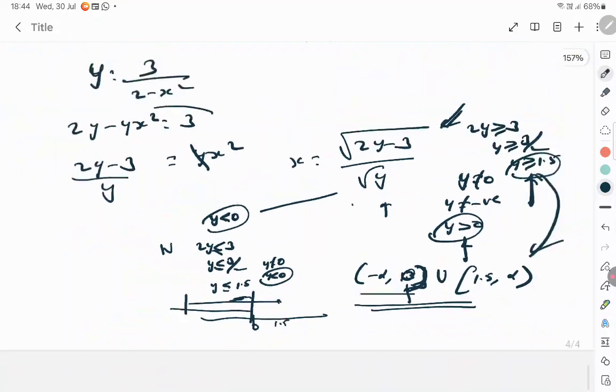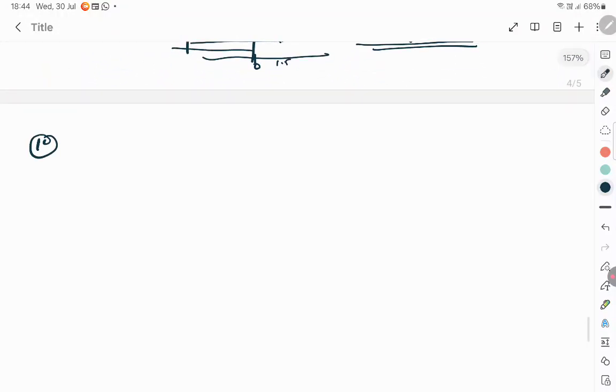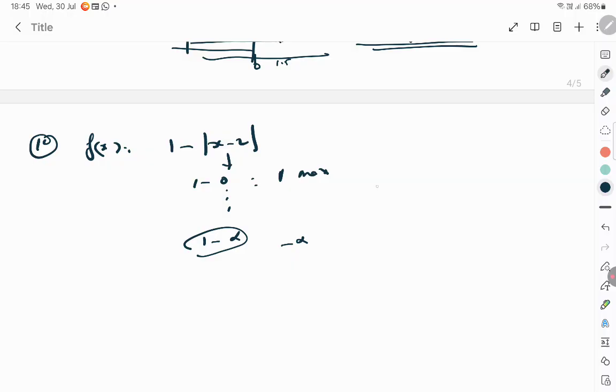Very, very important question. I hope you understood. So let's go to the 10th question. The 10th question is this, which is f of x is equal to 1 − |x − 2|. You see this mod value can be from 0 till infinity. And a 1 minus from here shows that the maximum value it can take is 1. The least value it can take is minus infinity.